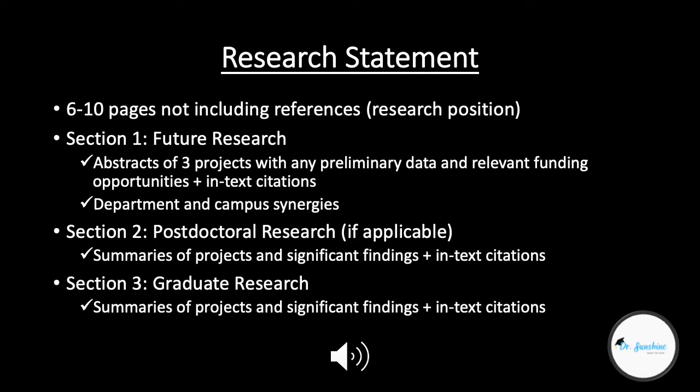The next section you should have in your research statement are your current and past research projects. Okay, so if you're a postdoctoral researcher and you have postdoctoral research experience, you can have a section for that work, especially if it is significantly different from your graduate work. Then after that, you can talk about your graduate research. Now, in all of these descriptions, you should use in-text citations. So you should have a reference list at the end of your research statement.